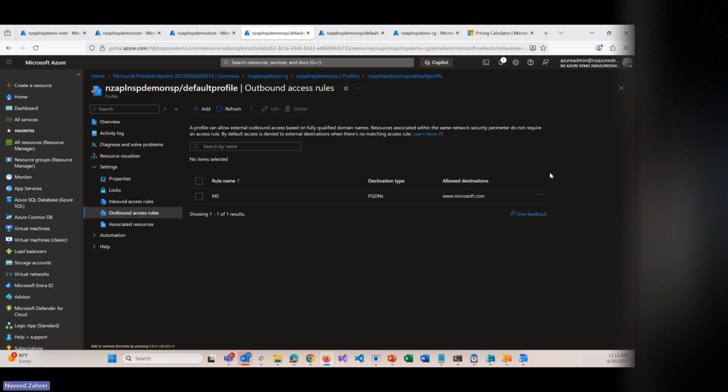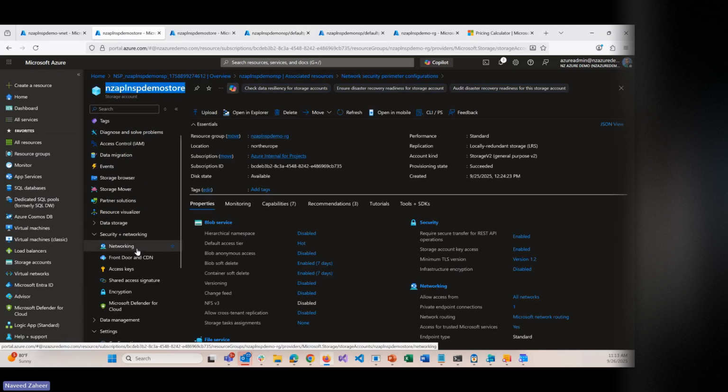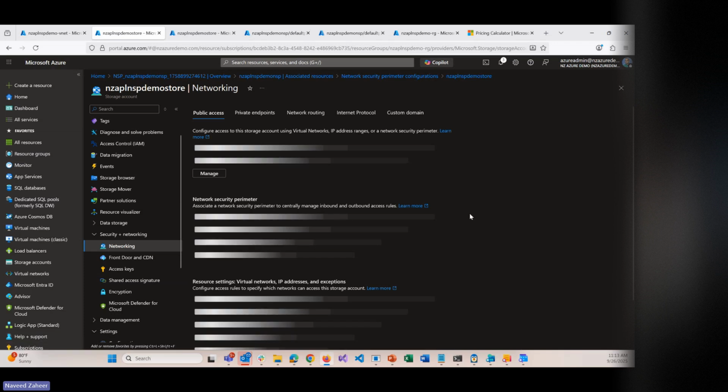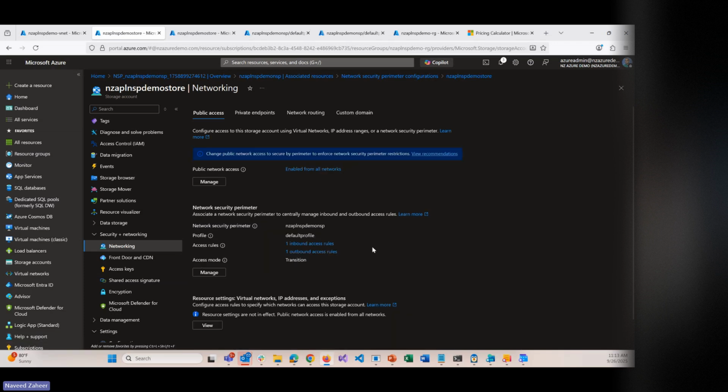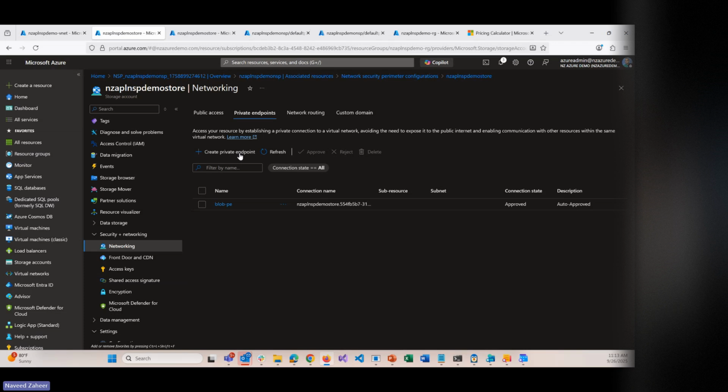At the same time, if we go into the storage account, in the networking, as you can see here, it tells you that NSP is set up, it is in transition. There's one inbound and one outbound rule, and at the same time, we have a private endpoint set up as well. As I said, the private endpoint will continue to function no matter what NSP rule you set up, because private endpoint is independent of NSP. You can use both of them together.